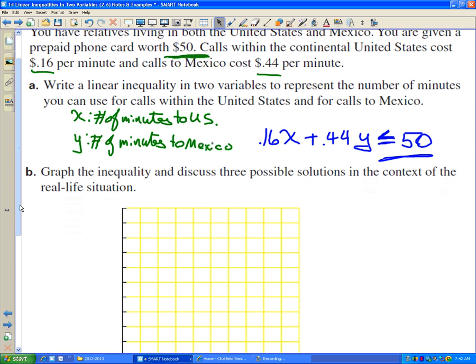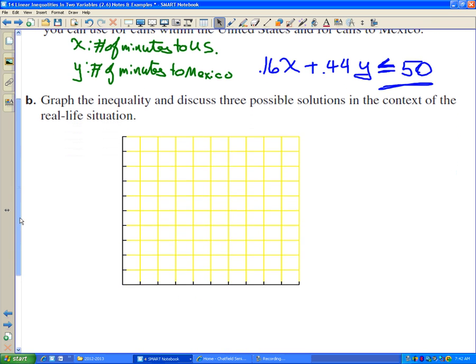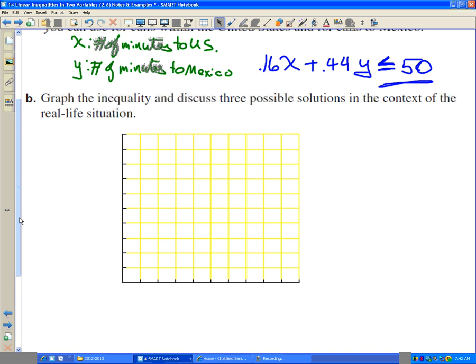Write a linear inequality in two variables representing the number of minutes. I have my linear inequality. Graph the inequality and discuss three possible solutions in the context of a real life situation. So this is in standard form. In my opinion, it's easiest if I go ahead and solve this using x and y intercepts. So plugging in 0 for y, solve for x.